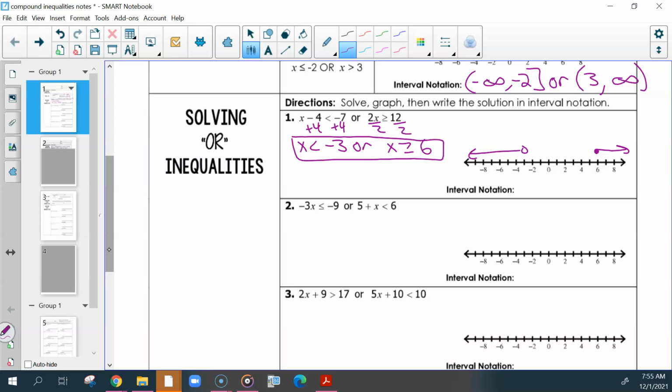And then when we write this interval notation, it's going to start at -infinity. It's going to stop at -3, but it's not included, so we need a parenthesis. And then or it's going to start again at 6, but that's included, so square bracket, and go all the way to infinity.